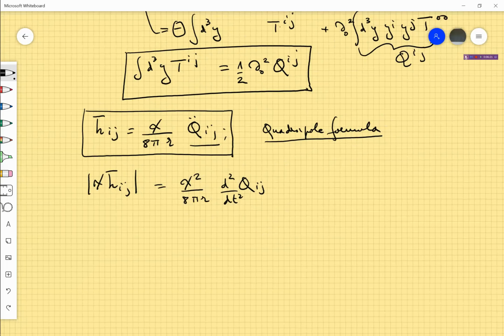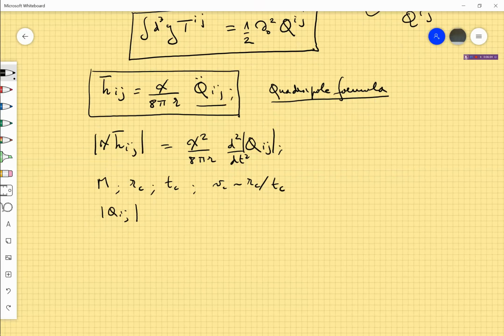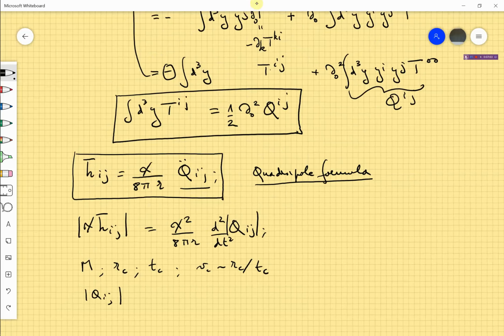Now see if the system that we are studying has a total mass m, and it also has a characteristic radius or size rc, and changes happen at a characteristic time scale tc, so the characteristic speed is rc divided by tc. Now observe that Qij, I should have written something like this. This is just an estimate. Qij scales with the mass and rc squared, so mass and distance squared. This is what you have here.